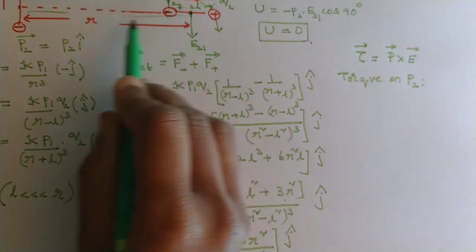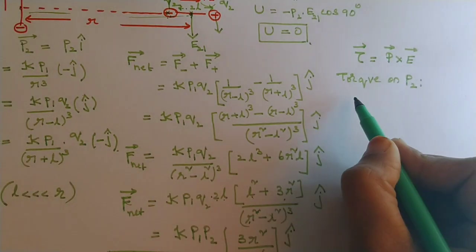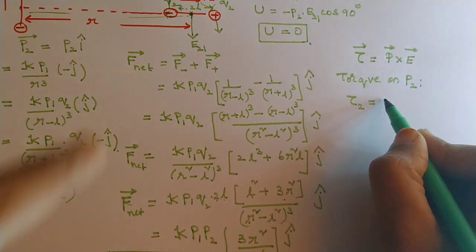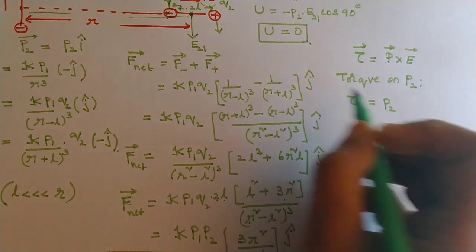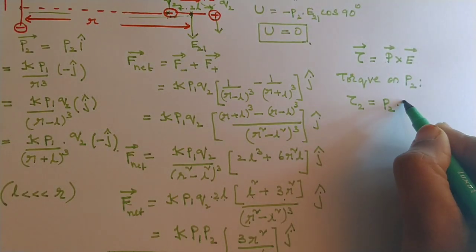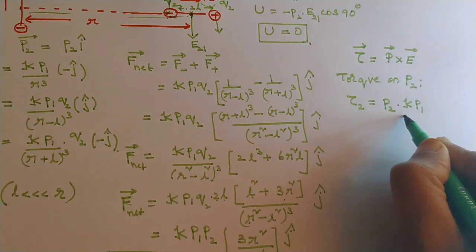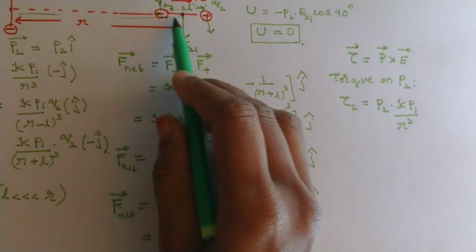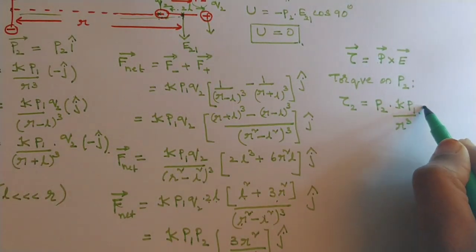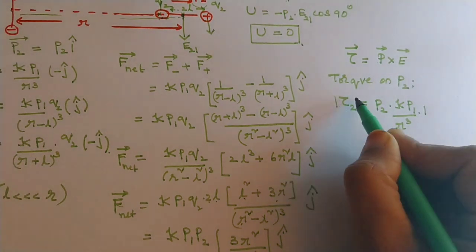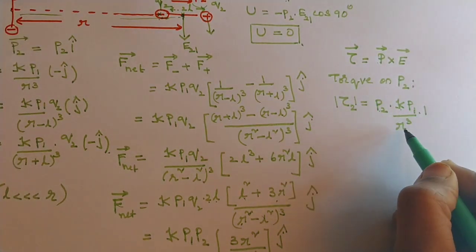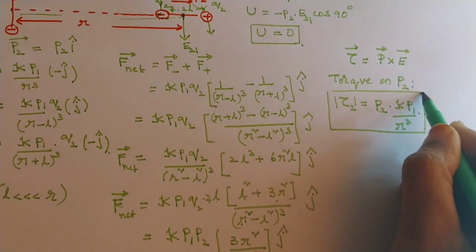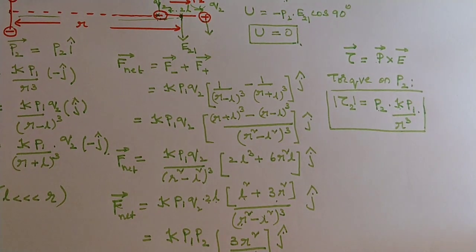See, at the location of P2, the field is on the equatorial line. So torque on P2 is dipole moment P2, which is acting along x direction, into field, which is K into P1 divided by R cube, where K is 1 by 4 pi epsilon naught, and the angle between them is 90 degrees. Since it is 90, I will write the product as 1. So the magnitude of torque is K P1 P2 divided by R cube, on which dipole? On the dipole of dipole moment P2.